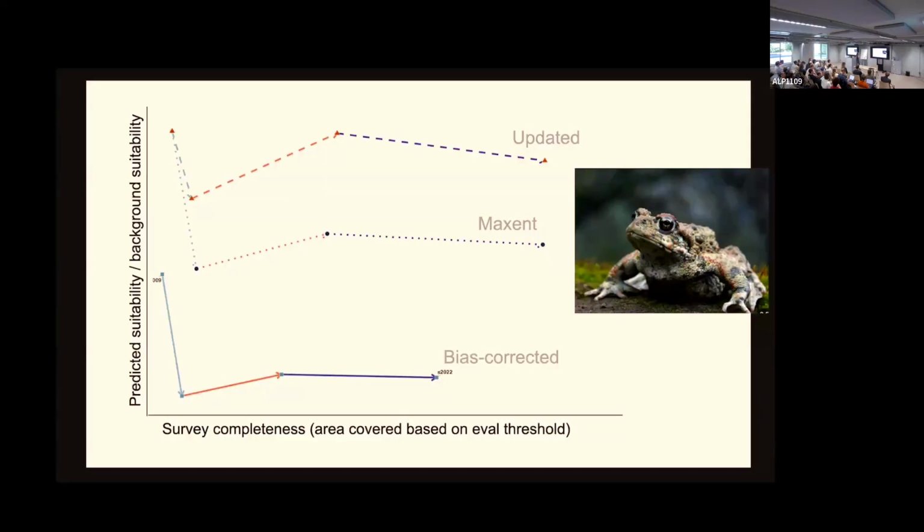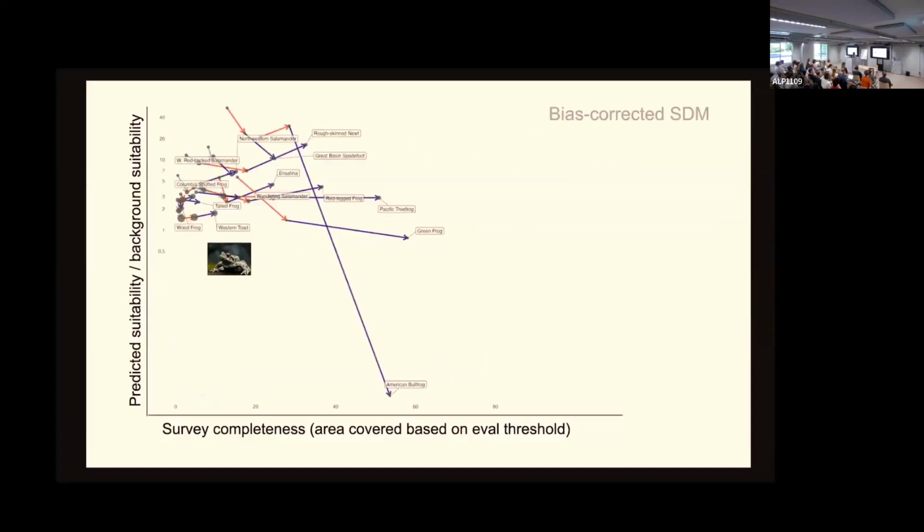And so my question is, how do you do this? These are different types of models. It's an ensemble of a bias correction. This is a MaxNet model. This is an updated model where we use where people have sampled to update the models as you go. As expected, this one is going to do better, but still, none of them are going in the right direction. So the question is, how would you do that? Where would you sample to get things going, to improve? And this is for all amphibian species.